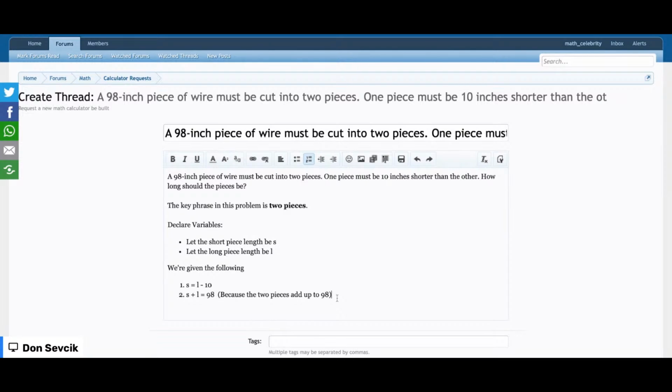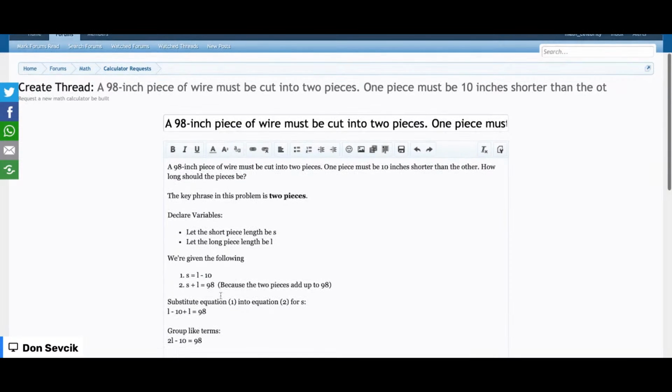We're in a really good spot here because S is already solved for. So substitute equation 1 into equation 2 for S. Let's pull down equation 2 here, and we're going to take L minus 10 and put it in for S. We group like terms and get 2L minus 10 equals 98.